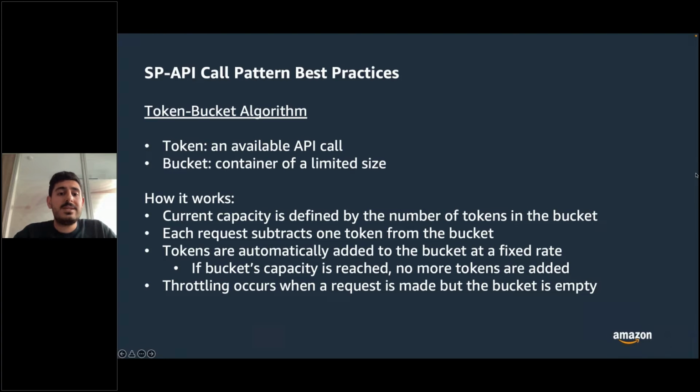Now tokens are automatically added to this bucket at a fixed rate, and if the bucket's capacity is reached, then no more tokens are added. And throttling again occurs when a request is made, but then we look into the bucket and there are no tokens there.